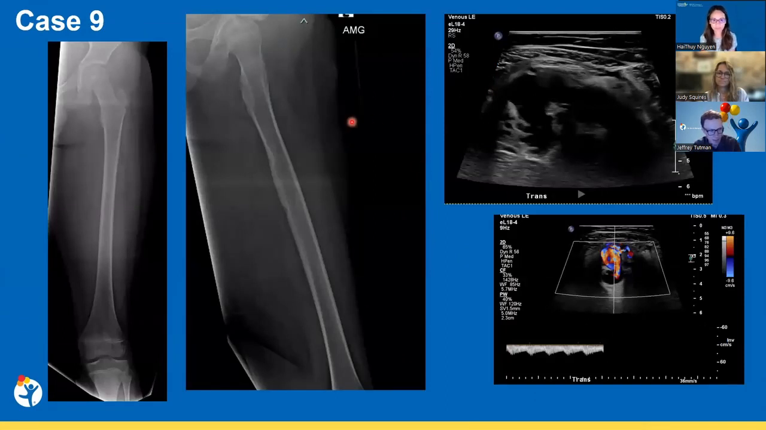Then this is in the same vein. This is showing the other end of the spectrum of how large and extensive these AVMs can be. I think this was the night pickup on this radiograph.